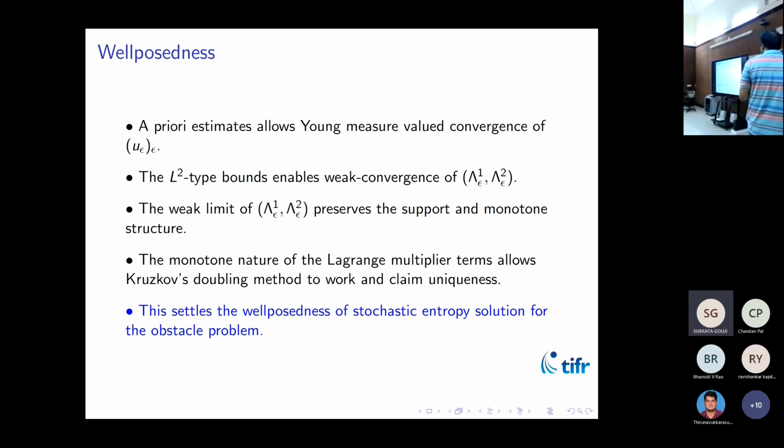So once you have finalized this obstacle problem formulation via Lagrange multiplier, it basically allows you to treat the entire problem as a parabolic stochastic PDE, and then you have all the other tools at hand, and you can claim well-posedness for the problem. I'll stop here.